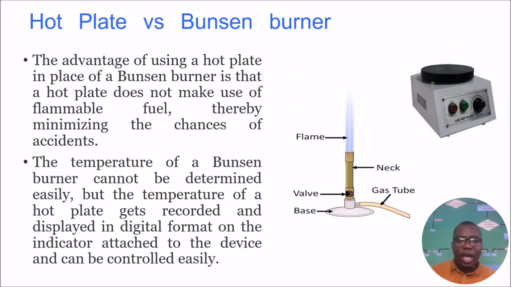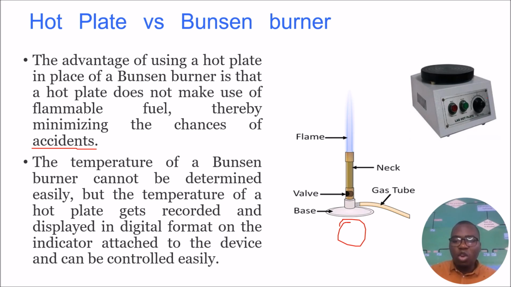Let's look at the hot plate versus a Bunsen burner. The advantage of using a hot plate in place of a Bunsen burner is that a hot plate does not make use of flammable fuel, thereby minimizing the chances of accidents. So a hot plate does not use flammable fuels, and therefore you minimize chances of accidents as opposed to a Bunsen burner. The temperature of the Bunsen burner cannot be determined easily, but the temperature of the hot plate gets recorded and displayed in digital format on the indicator attached on the device and can be controlled easily.